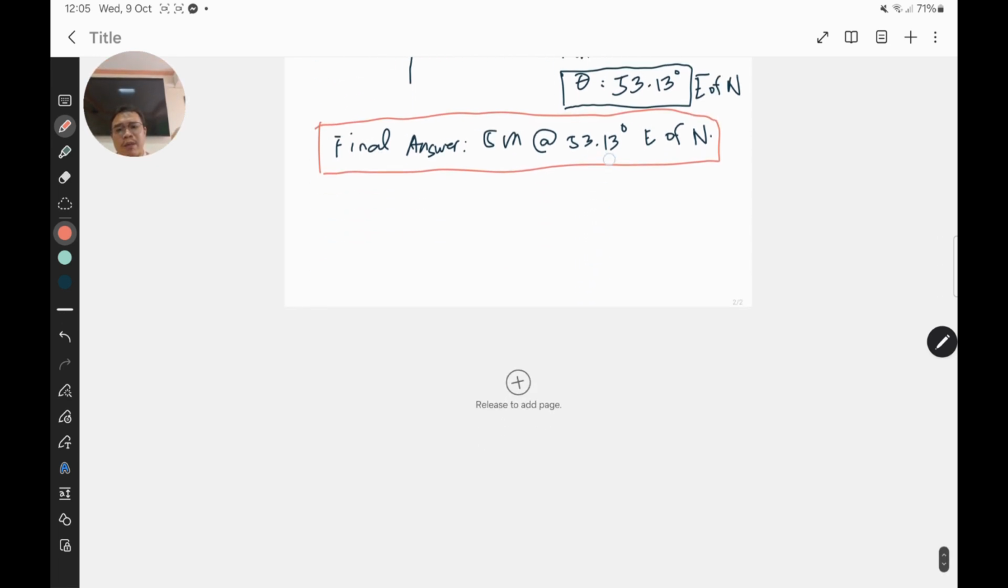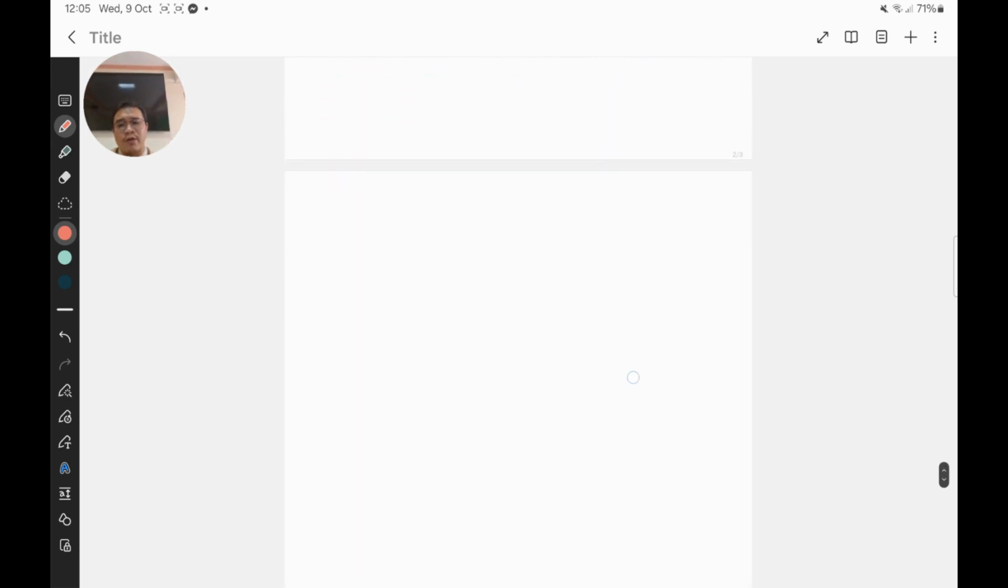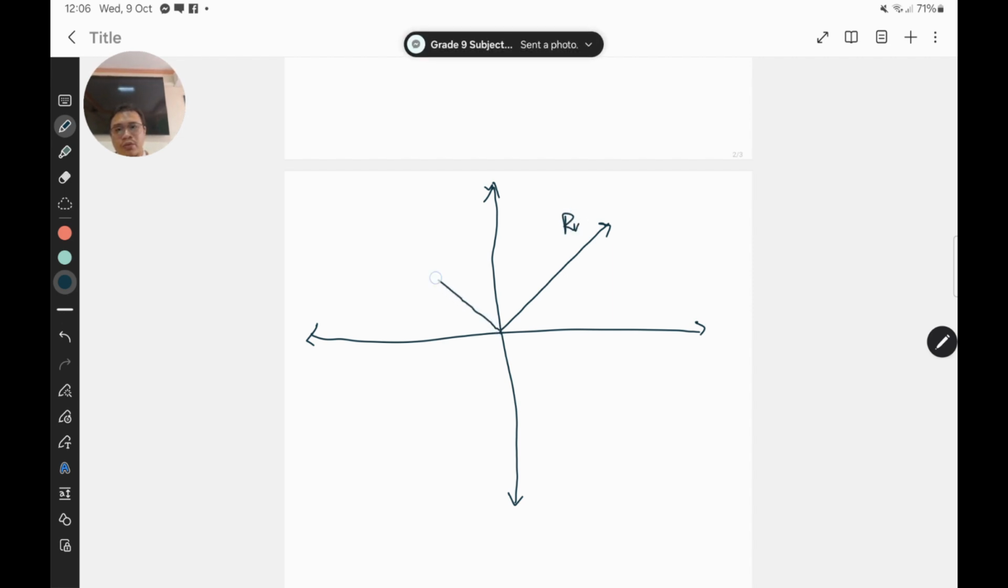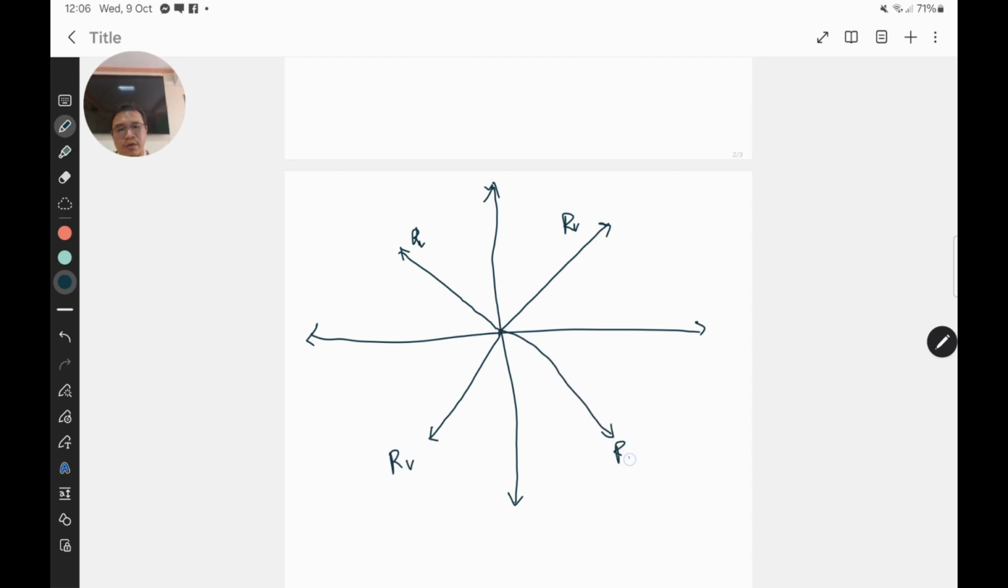Now, for you to easily remember the directions of your vectors in 2 dimensions, I have actually created and devised a way for you to easily remember this direction. I call this in my class the flower of direction. So, let me just use other pens here. If, for example, I have a resultant vector here, I'm going to call that V. Then, I'm going to also create another resultant vector here, V. Another resultant vector here, V. And another resultant vector here, V.